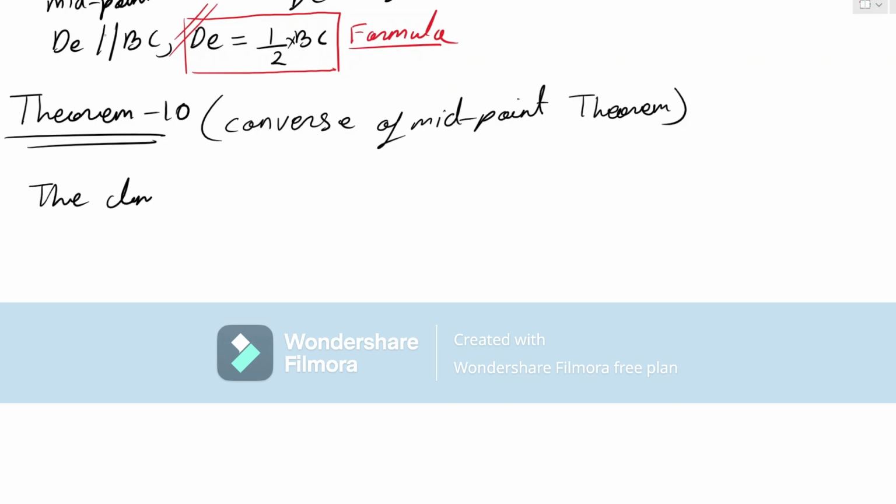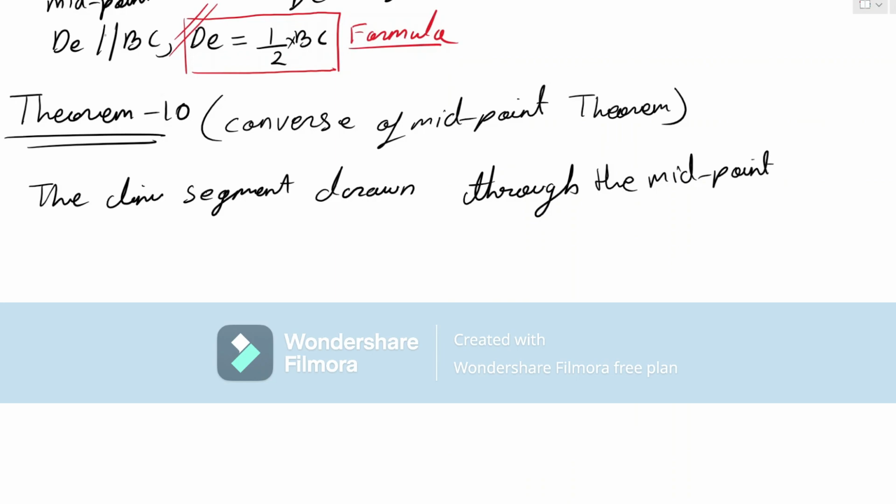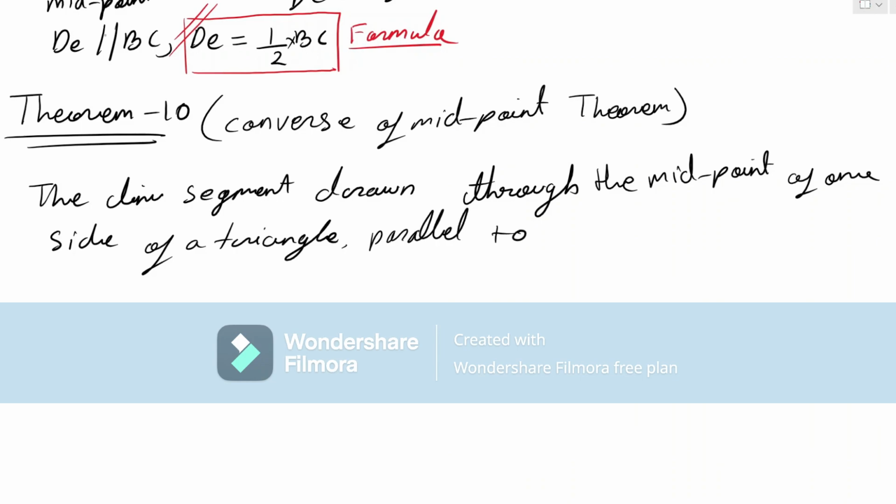The line segment drawn through the midpoint of one side of a triangle parallel to another side bisects the third side.